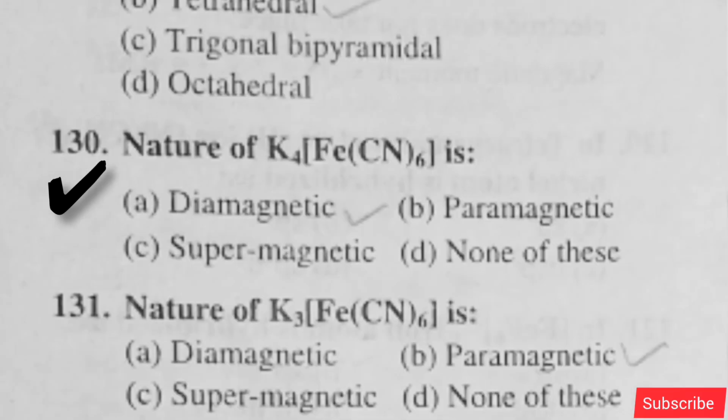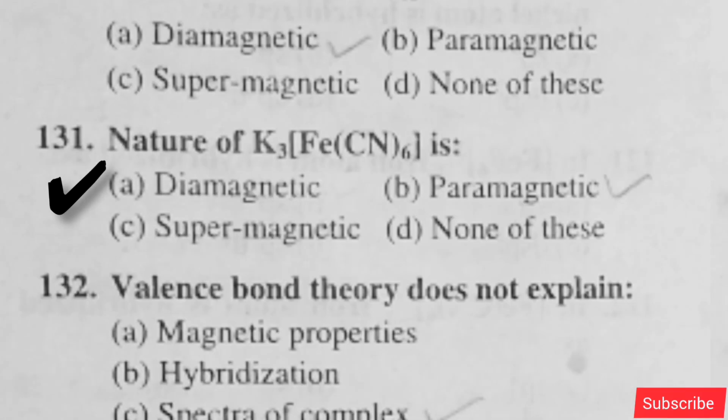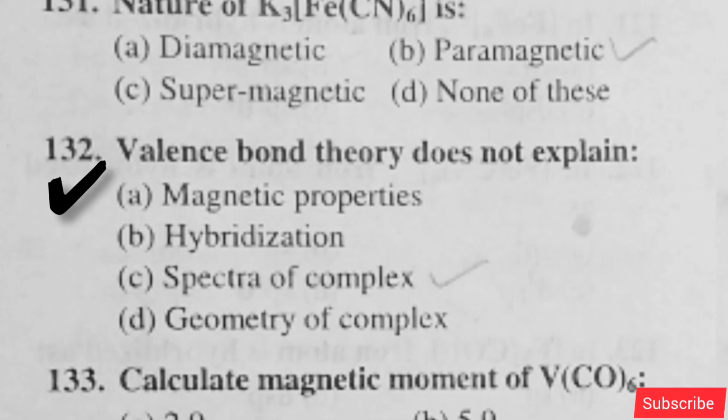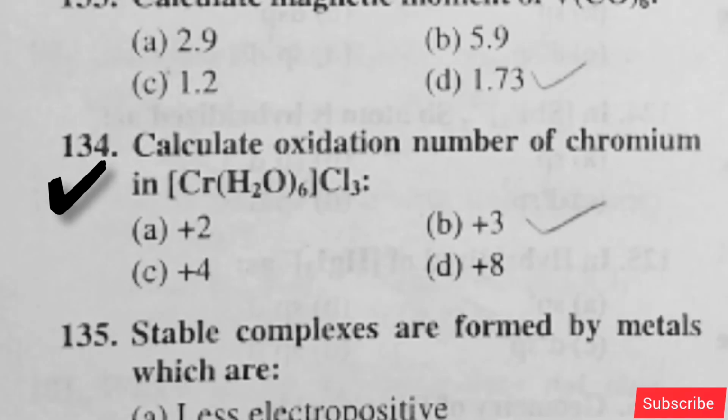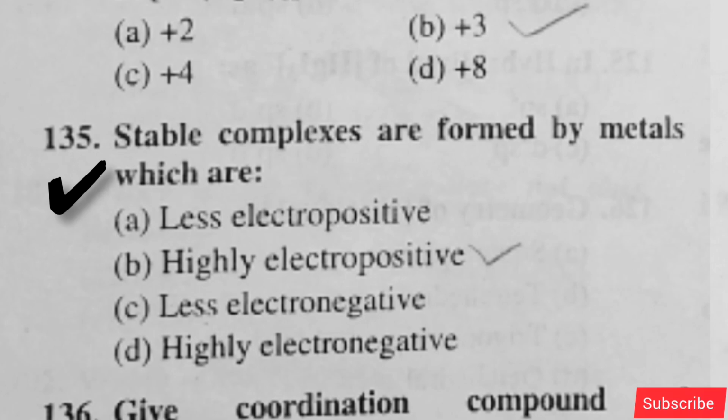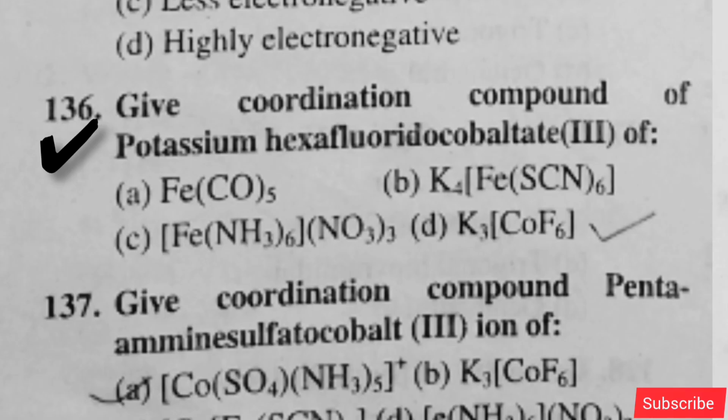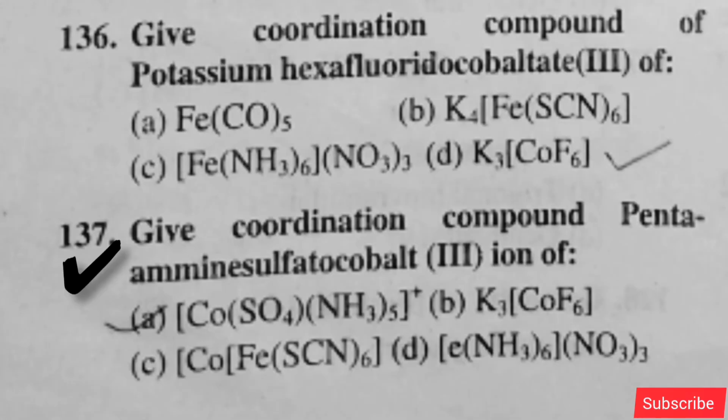Nature of this complex is diamagnetic. Nature of this complex is paramagnetic. Valence bond theory does not explain, option C is right. Calculate magnetic moment of V(CO)6, option D is right. Calculate oxidation number of chromium in this complex, option B is right. Stable complexes are formed by metals which are, option B is right. Give coordination compound of potassium hexafluorocobaltate(III), option D is right. Give coordination compound pentaammine sulfate cobalt(III) ion, option A is right.